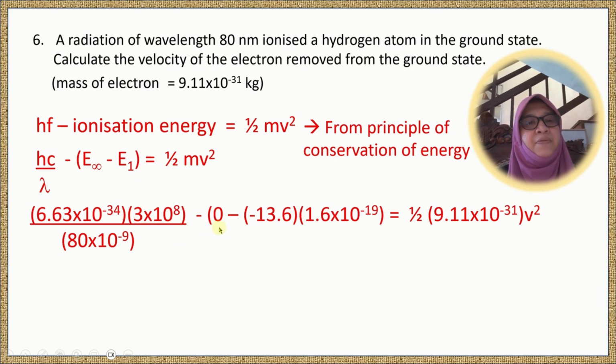E infinity is 0 because this means the electron is excited and completely leaves the atom. Then minus the energy at the ground state, negative 13.6. This is in electron volt, so convert to joule by multiplying by 1.6 times 10 to the power of negative 19, equals half m, the mass of the electron, times v squared. So we solve for v, and we get 8.25 times 10 to the power 5 meter per second. So that's the answer.